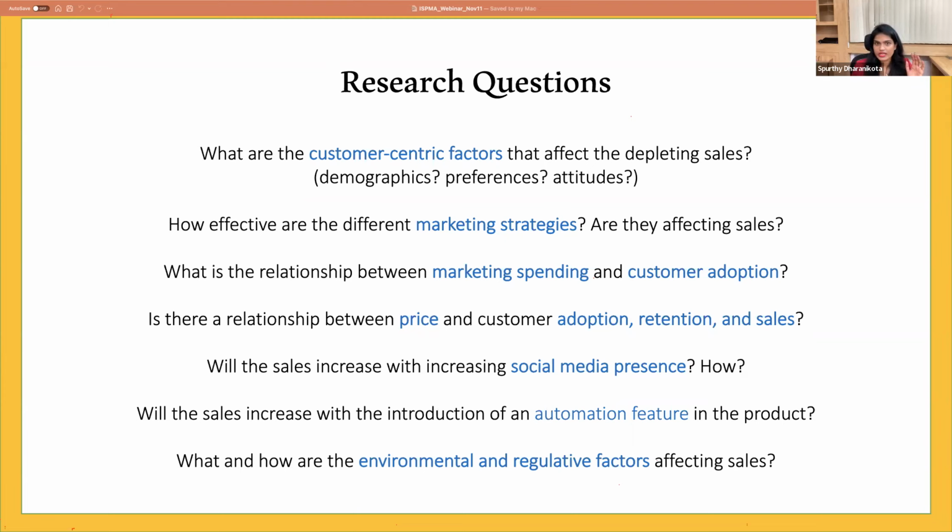If we are okay with the derivation of research questions like these, they're well defined. You're not just thinking, what's affecting sales, what's affecting sales. Are the marketing strategies affecting sales? Or is social media presence affecting sales? That's how we delineate all your problems, and you frame your research questions in a way that you can test them.